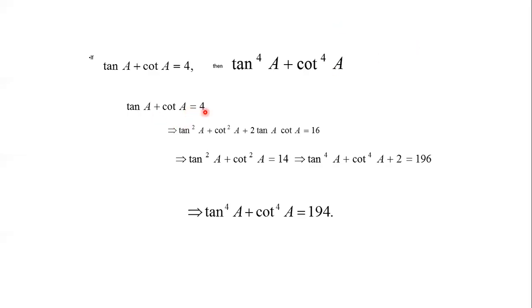If we take both sides square, this side is 4 square and this is A plus B whole square. So tan square A plus cot square A plus 2 times tan A into cot A, and this side 16. We know that tan and cot are inverse of each other. So tan A is 1 by cot A, so cot A gets cancelled, or cot A is 1 by tan A, tan A will get cancelled. This is 2 only. So if we take this 2 on this side, 16 minus 2 is 14. And the left hand side will be tan square A plus cot square A. So tan square A plus cot square A is 14.